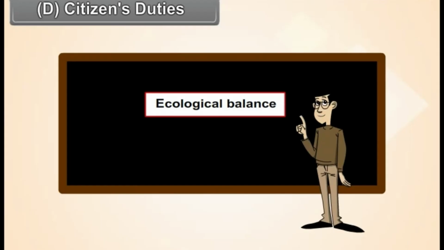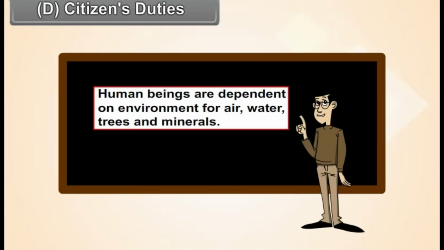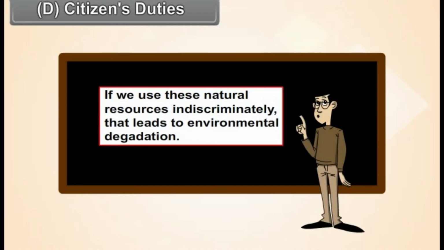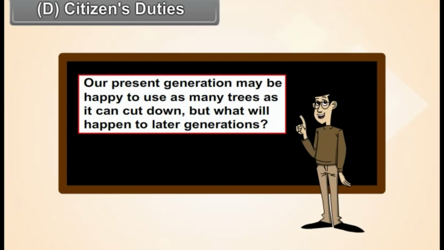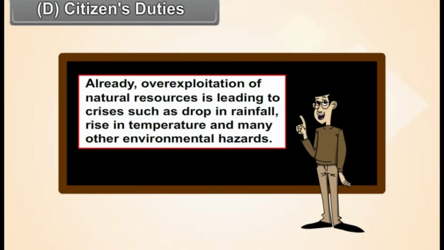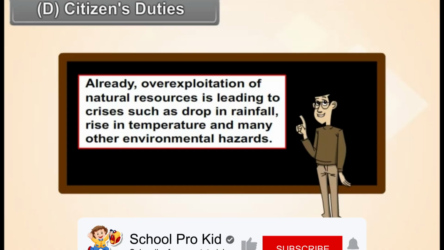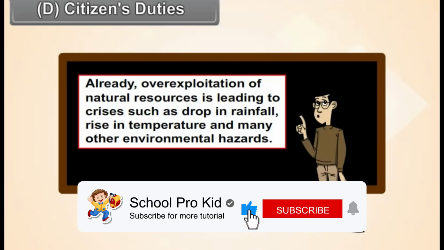Ecological balance. Human beings are dependent on the environment for air, water, trees and minerals. If we use these natural resources indiscriminately, that leads to environmental degradation. Our present generation may be happy to use as many trees as it can cut down, but what will happen to later generations? Already, over-exploitation of natural resources is leading to crises such as a drop in rainfall, a rise in temperature, and many other environmental hazards.